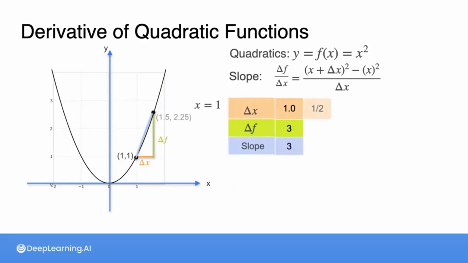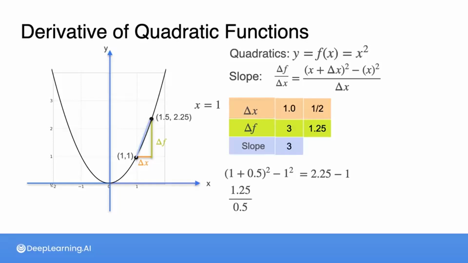Now let's make the interval smaller and see what happens. If we make this interval of length 1 over 2 horizontally, then delta x is 1 over 2. What is delta y or delta f? Well, it's going to be 1 plus 0.5 squared minus 1 squared, which is 2.25 minus 1, which is 1.25. And the slope is 1.25 over 1/2. And that is a value of 2.5.